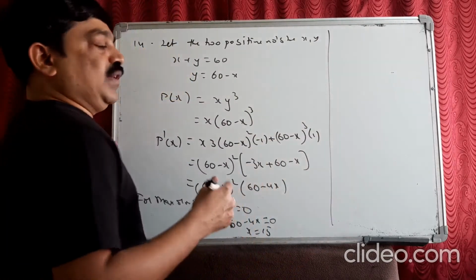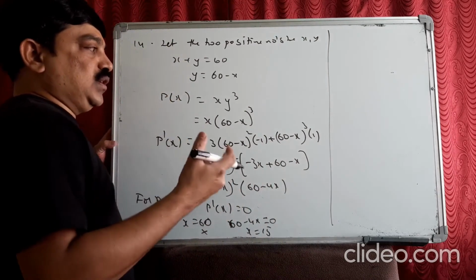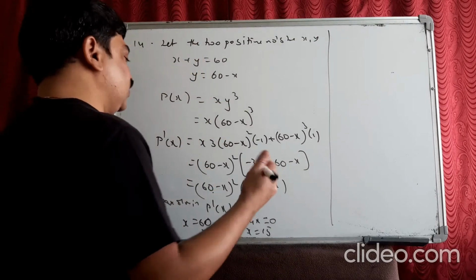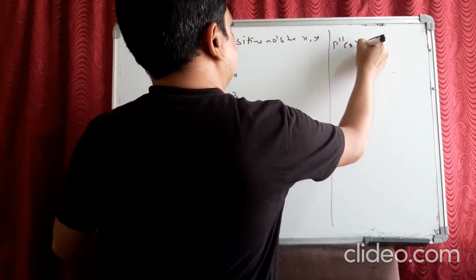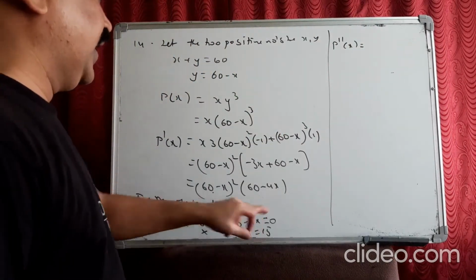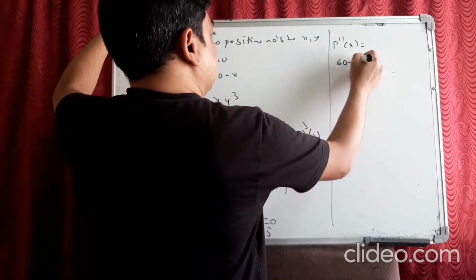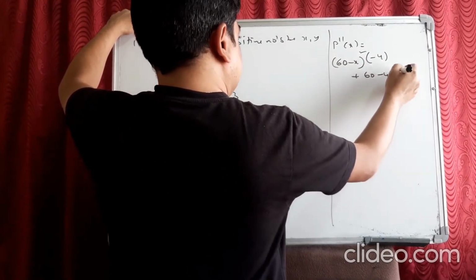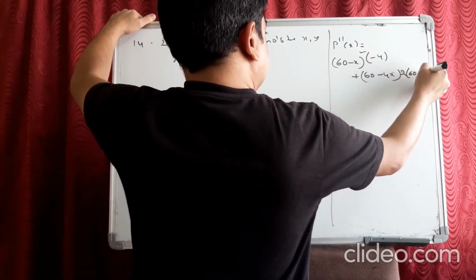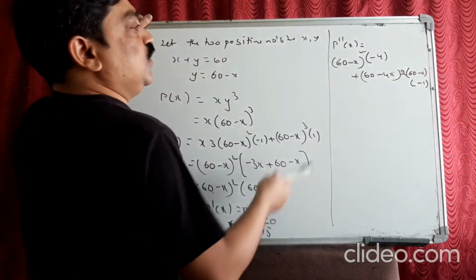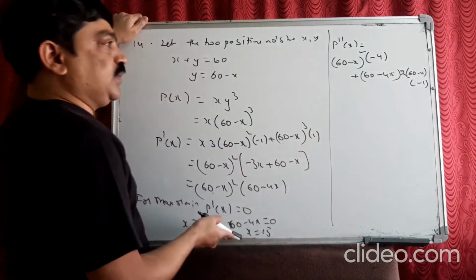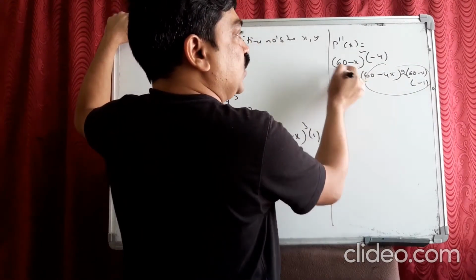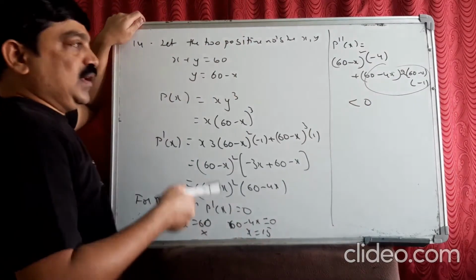Let us check whether we are getting double derivative positive, because you are asked to take minimum value. So go for the double derivative test. P double dash of x, UV rule again. 60 minus x whole square into minus 4 plus 60 minus 4x into 2 into 60 minus x into minus 1. No need to substitute also, even when you substitute x as 15, this whole thing becomes 0. And this becomes 60 minus 15 positive into negative. So it is negative.